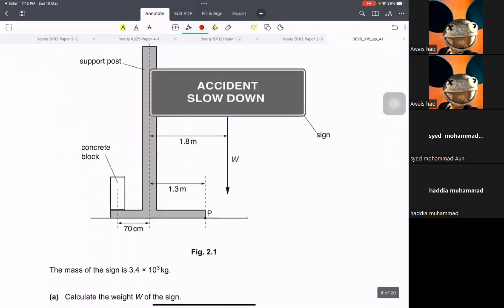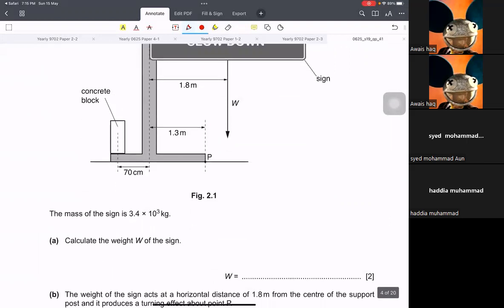Now, W equals mg, 3.4 times 10 raised to power 3 times 10. That would be 3.4 times 10 raised to 4 newtons. You should write the units all the time.